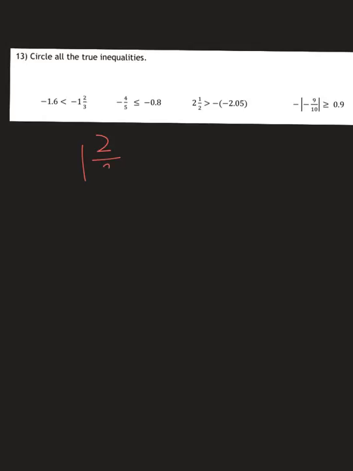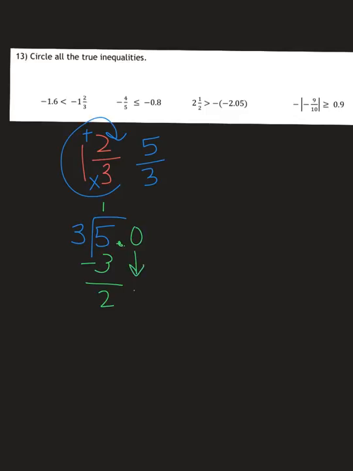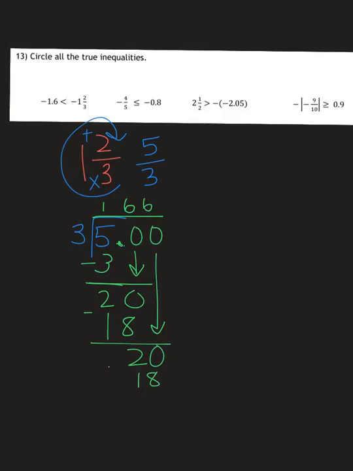So 1 2/3 when we cartwheel. 3 times 1 is 3, plus 2 is 5. So this is 5/3. Top dog in the house, 3 on the outside. 3 goes into 5 one time. Get a 2. Add our decimal, add our 0, drop our 0. 3 goes into 20 6 times. 6 times 3 is 18. We're left with a 2. Add a 0, drop a 0. 3 goes into 20 6 times again. And we see our pattern has started. So this is going to be 1.66 repeating.